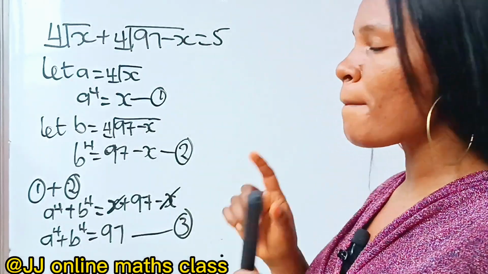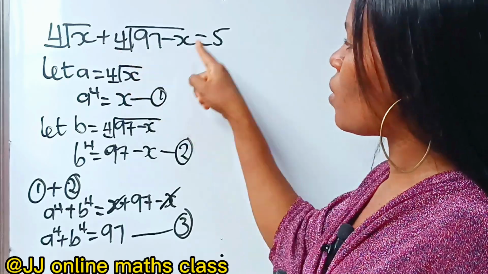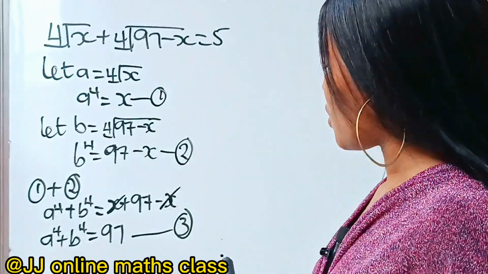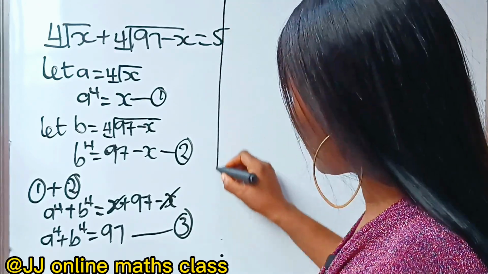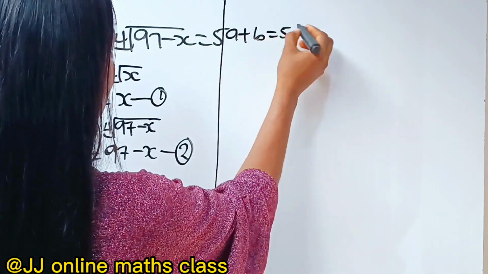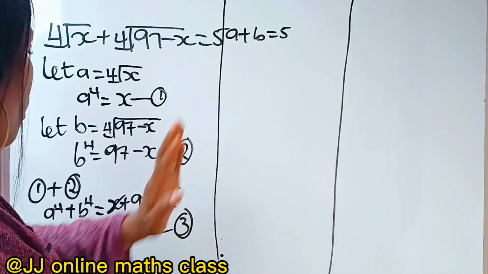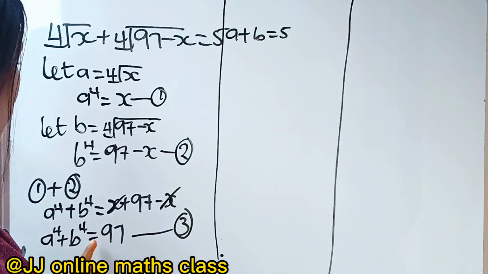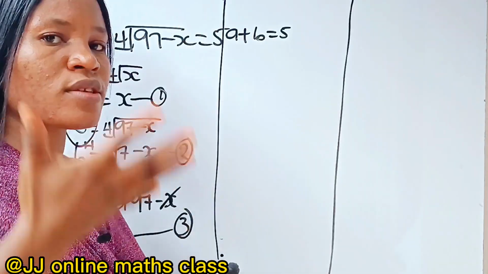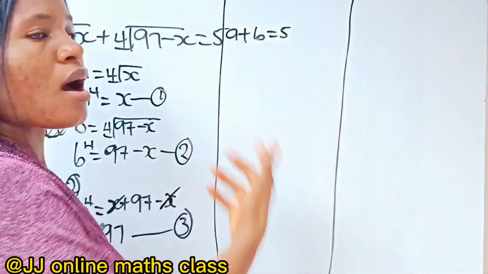Okay. Now let's recall that we said let A equal this and B equal this. That means we can write that A plus B is equal to 5, right? So we can write that A plus B is equal to 5. All right. Now, we have A to the power of 4 plus B to the power of 4 is equal to 97. I want to make this A and B to be raised to the power of 4 as well, and to do that, I need to square this and square them again.